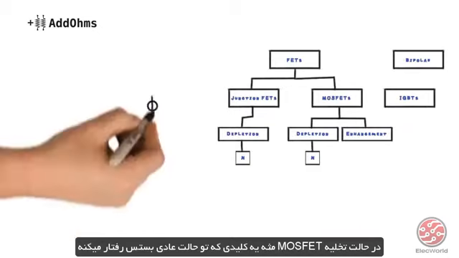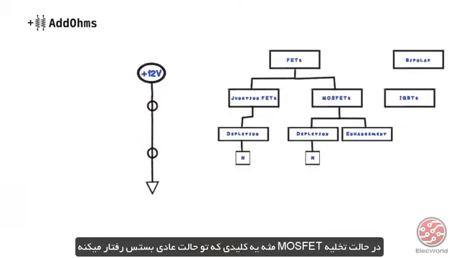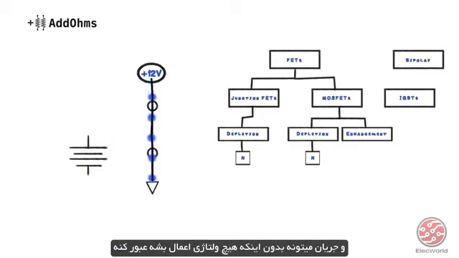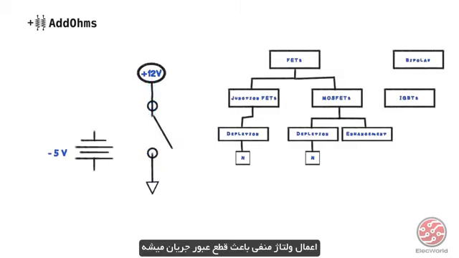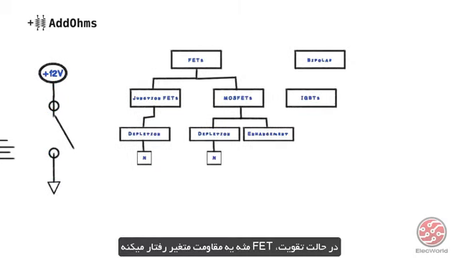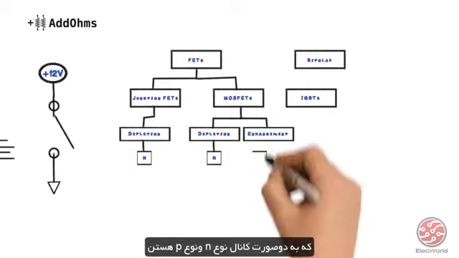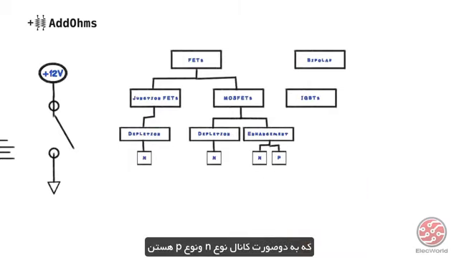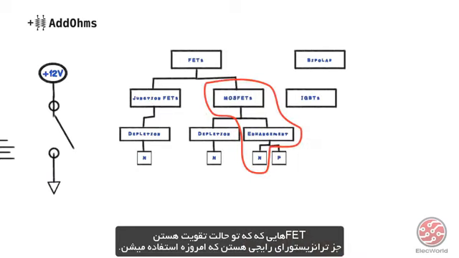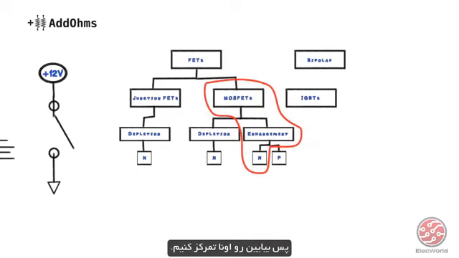A depletion mode MOSFET works like a normally closed switch. Current can flow when no voltage is applied. Applying a negative voltage actually causes the current flow to stop. An enhancement mode FET works like a variable resistor. They come in N-channel and P-channel types. Enhancement mode FETs are by far the most common transistor used today, so let's focus in on them.